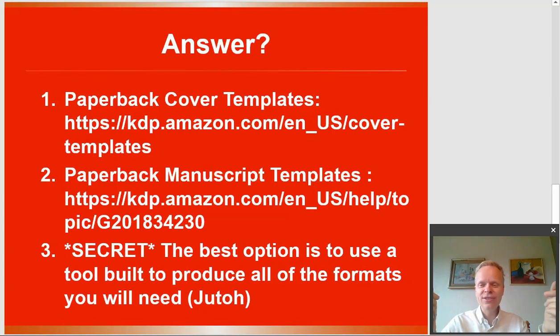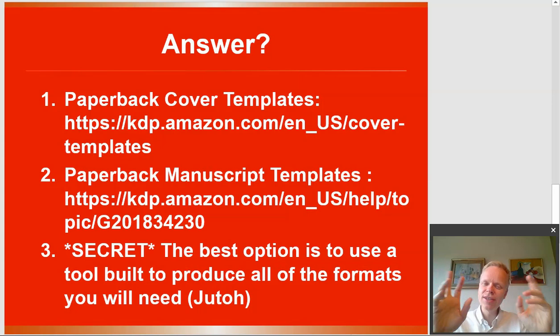Let's get into the secret answer of today, the third answer for today, and that is the best option is to use a tool built to produce all of the formats you will need. Now for me, that tool, without a doubt, I tried Scrivener and a couple other ones, terrible with table of contents for me. Maybe you figured it out, wonderful. But Jutoh, that's the name of the program, Jutoh. You can find it in my affiliate link below in the description. And that is the one place I go to get my book formatted absolutely perfect every single time.